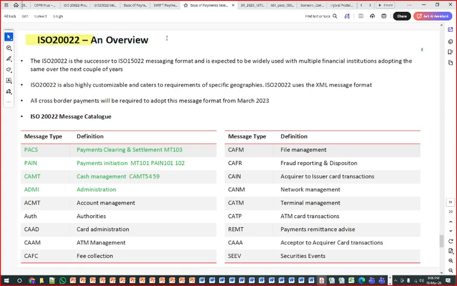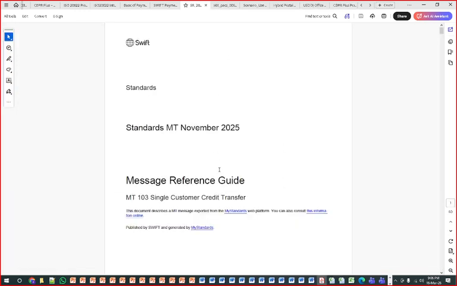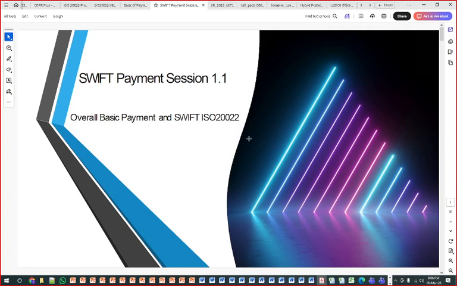Then when we are working on ISO 20022, we are going to learn pacs, pain and MT messages in depth. This is the comparison of how MT and MX messages look. What I discussed with you is just the first few lines of our learning. We haven't started anything in detail now.